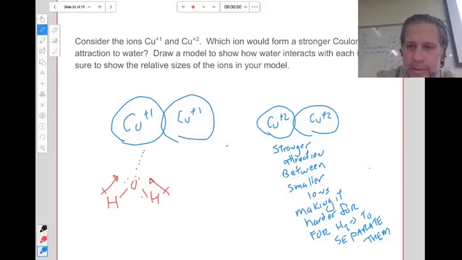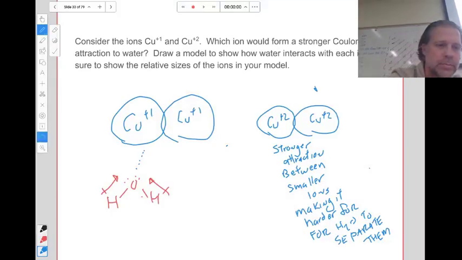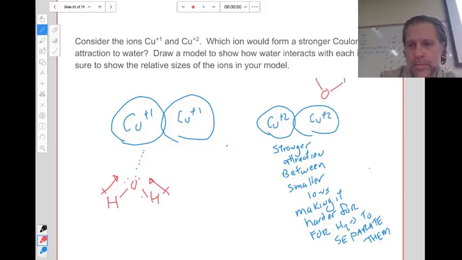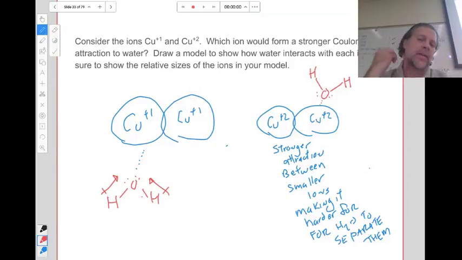So in this case, it would look like this. And the closeness is not as important here as the fact that it's going to be more difficult to separate these two. More difficult to separate. Does that make sense? So which one would form a stronger Coulombic attraction? The Cu plus 1 would form a stronger Coulombic attraction.